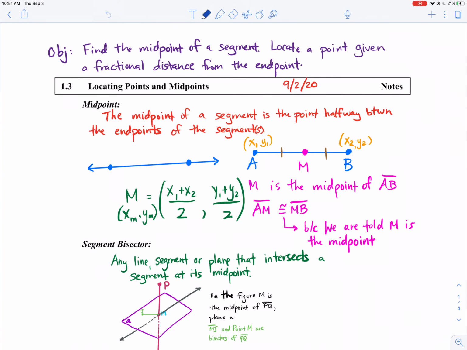All right, Colts, we're going to do the 1.3 notes. These are the notes that I did in class. I'm not able to record while teaching at the same time, but I'll just talk you through them, and then I'm going to finish the examples that were not finished in class.